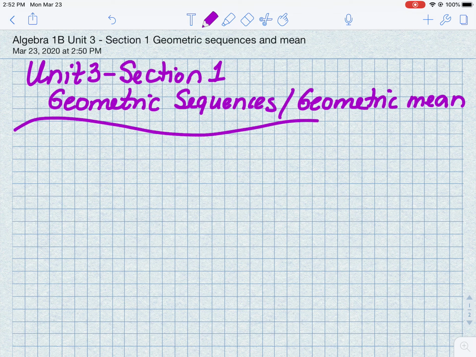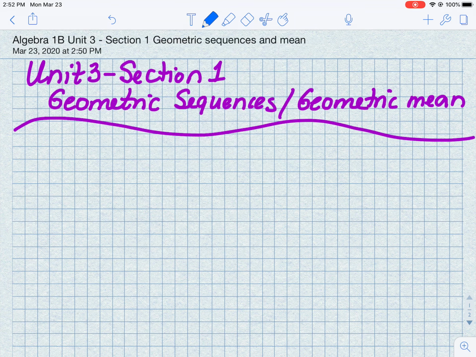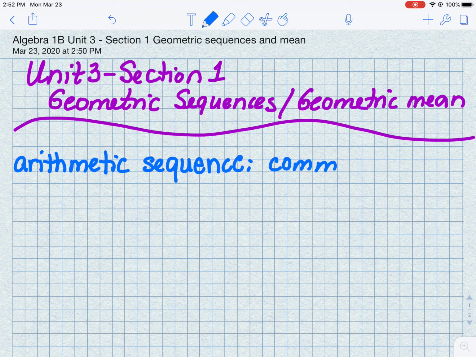But before we talk about geometric, let's talk about arithmetic, because that's what you know. So let's connect this topic to something you know. So arithmetic mean, let's start with arithmetic sequence. Arithmetic sequences have common differences. In other words, we're either going to add or subtract the same number each time.